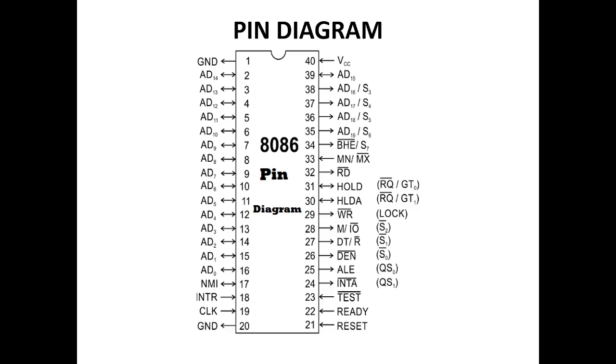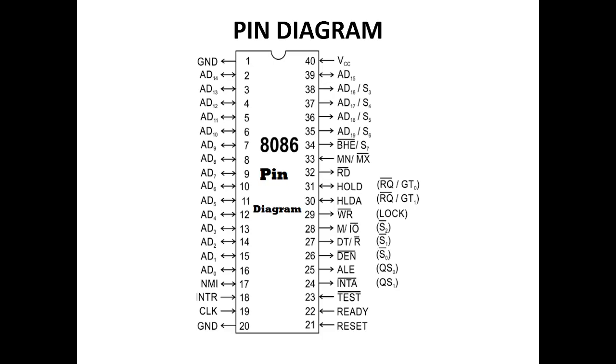Next, request grant, RQ/GT. These pins are used by the other local bus masters to force the processor to release the local bus at the end of the processor's current bus cycle. Lock bar. This pin is used to indicate that other system bus masters are not to gain control of the system bus while lock is activated low. This lock signal is activated by the LOCK prefix instruction and remains active until the completion of the next instruction.